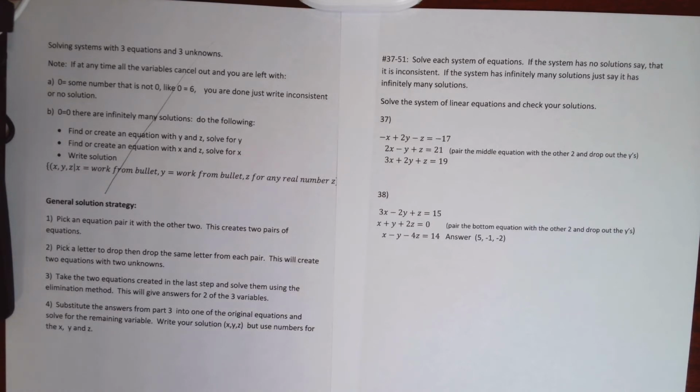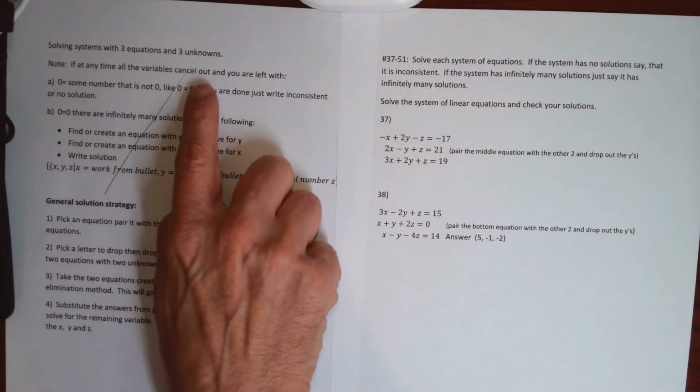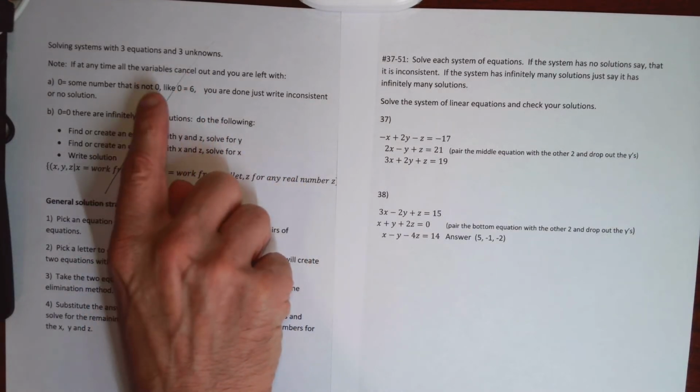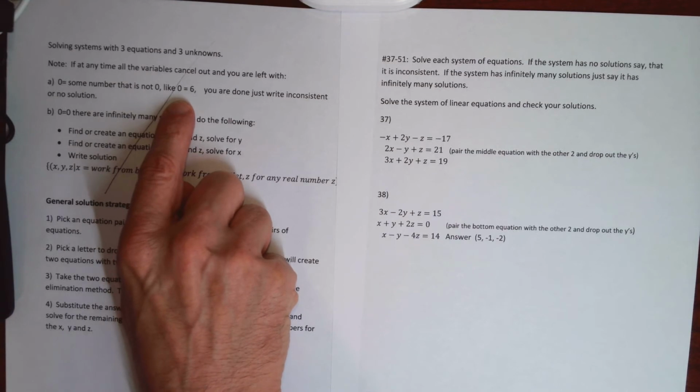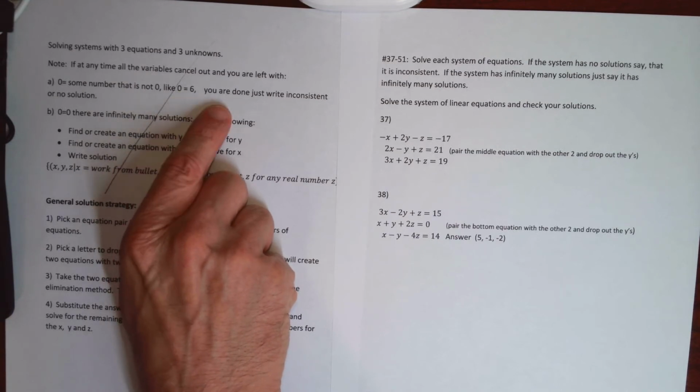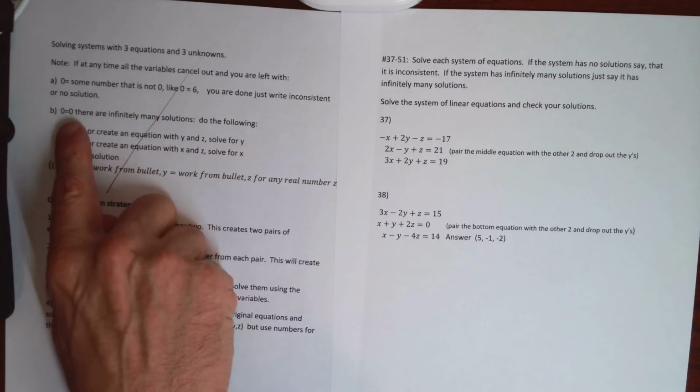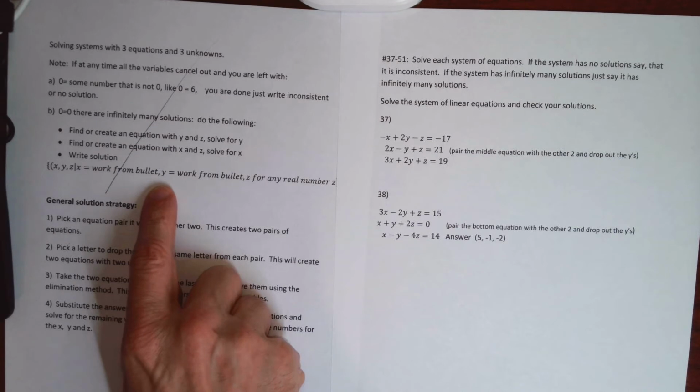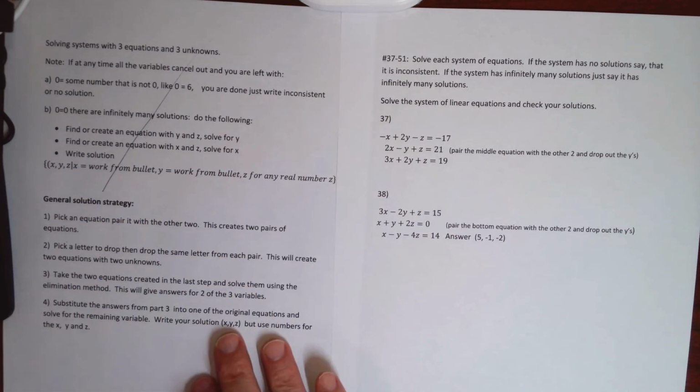Some of the problems will have infinitely many solutions. Some of the problems will have no solutions. The problems we're going to do are just going to have one solution. Just like in the last grouping of problems, if all the variables cancel out and you're left with a false statement, there's no answer. You would just write inconsistent or no solution. If all the variables dropped out and you're left with a true statement, then you need to write your answer in a fancy form because there's infinitely many solutions.